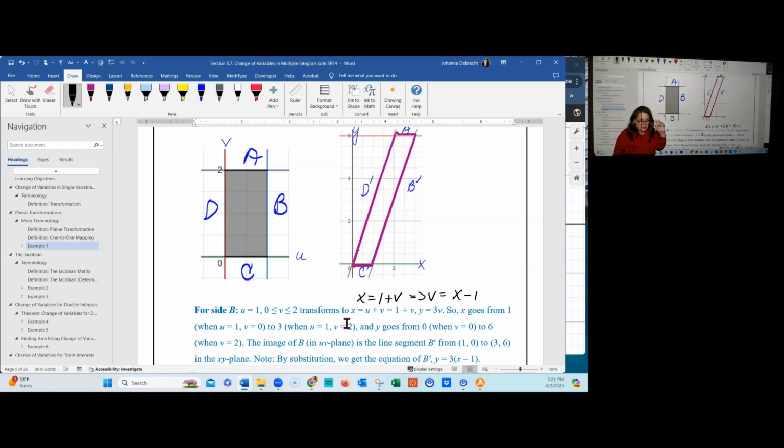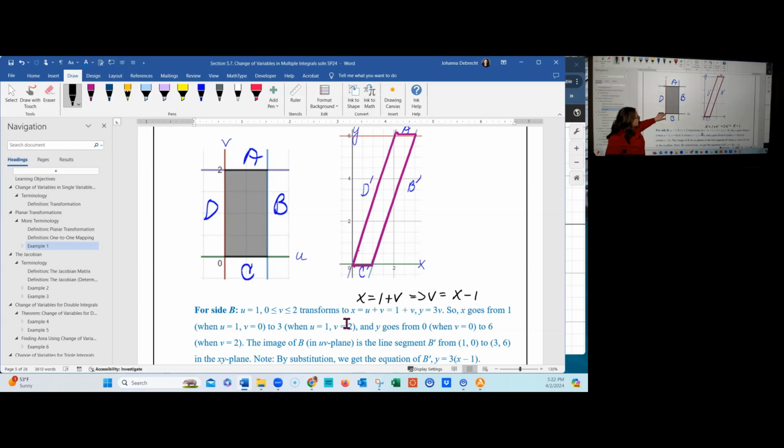Now we repeat the process looking at side C. On side C, notice that U is varying from 0 to 1, but the V value is always 0. If the V value is 0, then 3 times 0 tells me that y is 0, so it has to be on the x-axis. Now, what points do I connect? What do (0, 0) and (1, 0) convert to? If I'm looking at X equals U plus V, then if U is 0, and I already know that V is 0, then I get (0, 0) as well in the XY plane, which is the origin.